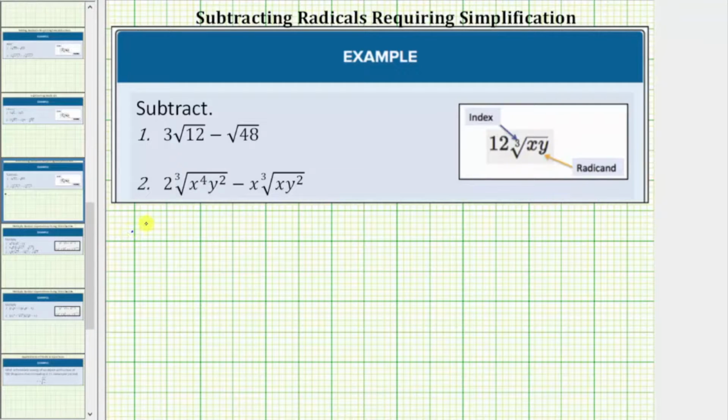For the first example, we have 3 times the square root of 12 minus the square root of 48. The first step is to simplify the square root of 12 and the square root of 48 by identifying any perfect square factors of 12 and 48. We will do this by looking at the prime factorization of both radicands.